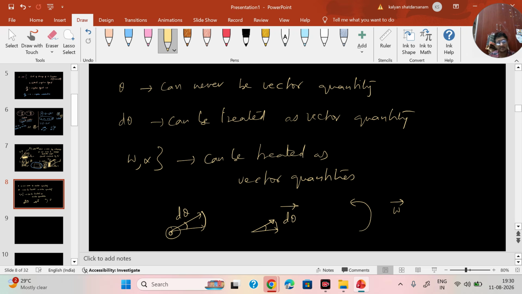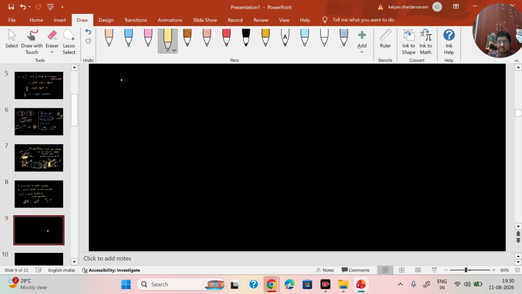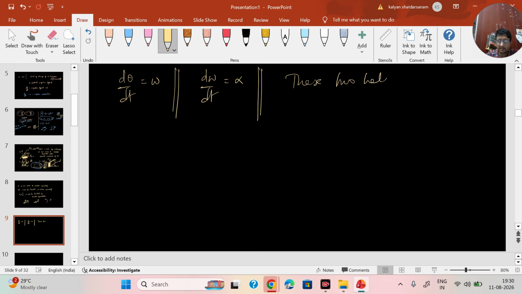But right now we are treating everything as a scalar. So our definitions are just in the line of kinematics. d theta by dt is omega, that's one definition. And d omega by dt is alpha, that's another definition. These two will help us solve any kind of angular kinematics. Any problem in angular kinematics, we can solve using them. By dividing them, there is also a third definition.